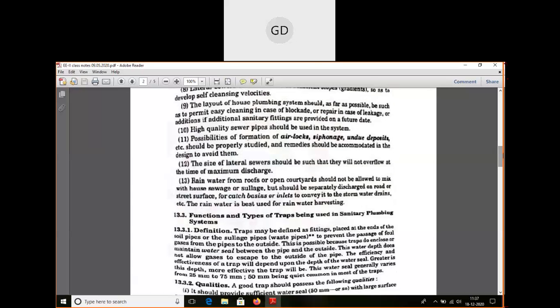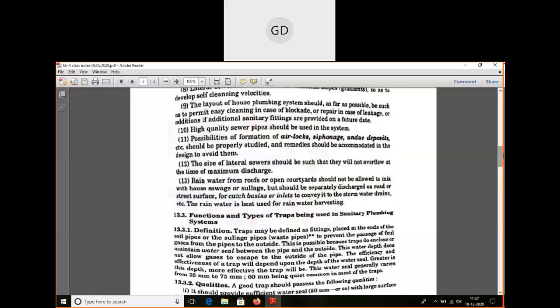Then possibilities of formation of airlocks, siphonage, and undue deposits should be properly studied, and remedies should be accommodated in the design to avoid them. This siphonage and all we will be studying in a later topic. These are basically blockade things, okay?